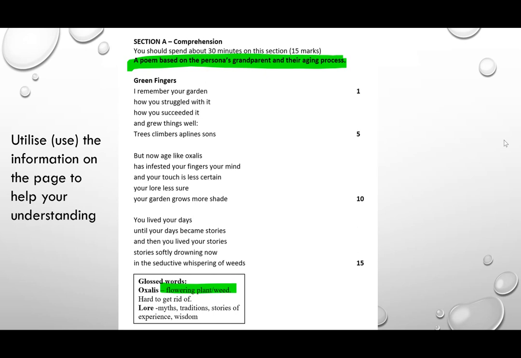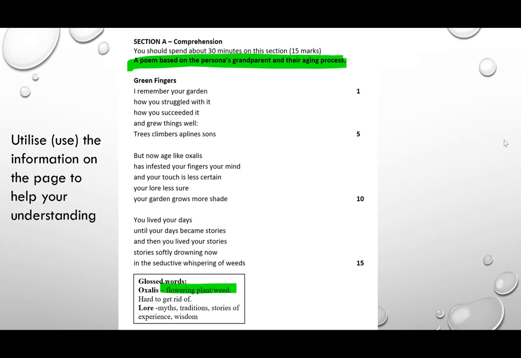So this poem is called Green Fingers. I remember your garden, how you struggled with it, how you succeeded it, and grew things well. Tree climbers, alpine suns, but now age like oxalis has infested your fingers, your mind. Your touch is less certain, your lore less sure. Your garden grows more shade. You lived your days until your days became stories, and then you lived your stories. Stories softly drowning now in the seductive whispering of weeds.